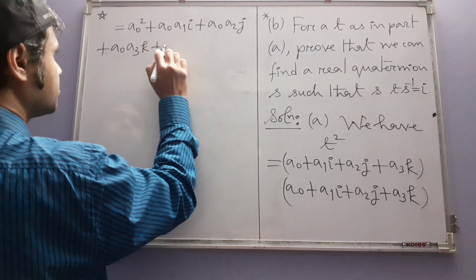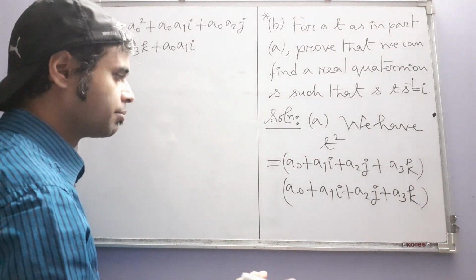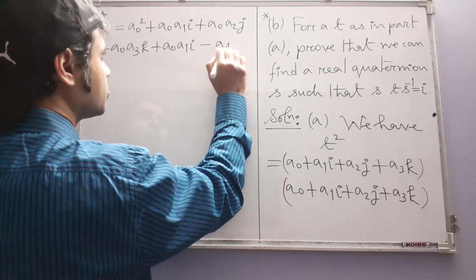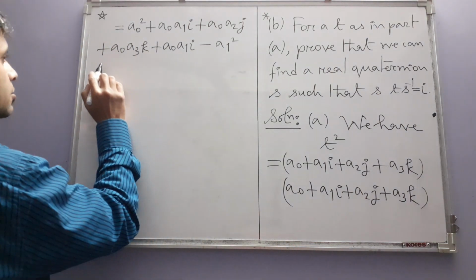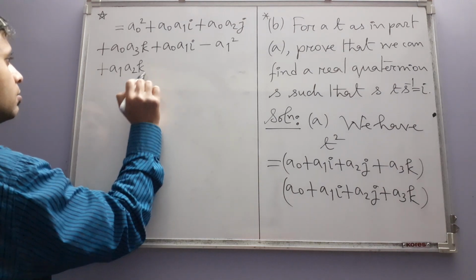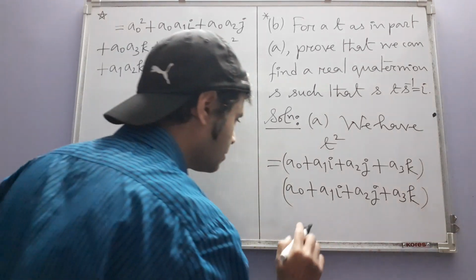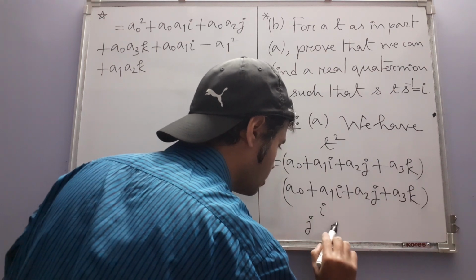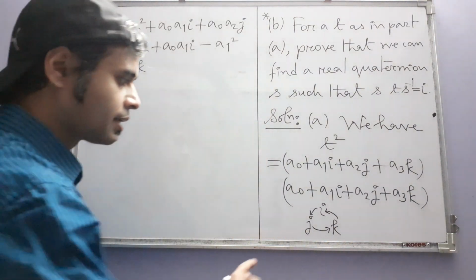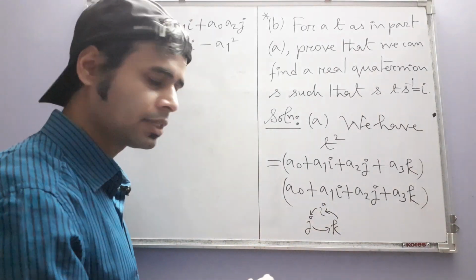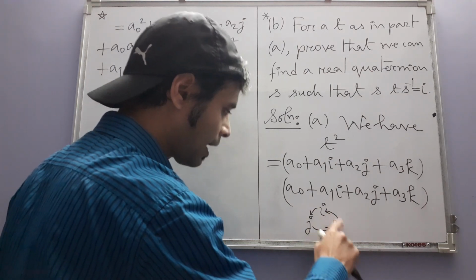Then we multiply this thing by A1I, but now we have to be careful. A1I A0 is the same as A0 A1I. Then A1I A1I, A1 square I square, but I square is -1, so minus A1 square. Then A1I A2J, that means A1 A2 IJ, IJ is K, so plus A1 A2K. Then A1I A3K, A1 A3 IK is minus J. You can remember that by considering this thing: ijk, ij is k, jk is i, and ki is j. And if you go in the clockwise direction, all the things will come in that same order but with a minus sign. ji is minus k, kj is minus i, and ik is minus j.